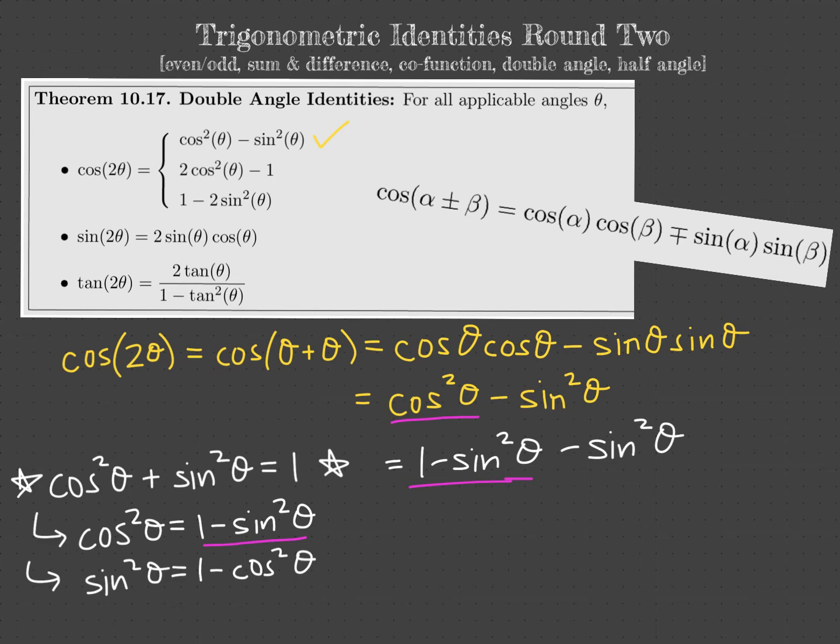Combining like terms, we end up getting 1 minus 2 sine squared theta, which is an alternate way of writing cosine squared theta minus sine squared theta, which is what cosine of 2 theta was. So we got this one right here. So we've proved that one. We can prove this middle one in a similar way by replacing sine squared theta with 1 minus cosine squared theta. So that is why the cosine of 2 theta actually has 3 different ways that we can write it, because it works well with the Pythagorean identity of cosine squared plus sine squared equals 1.